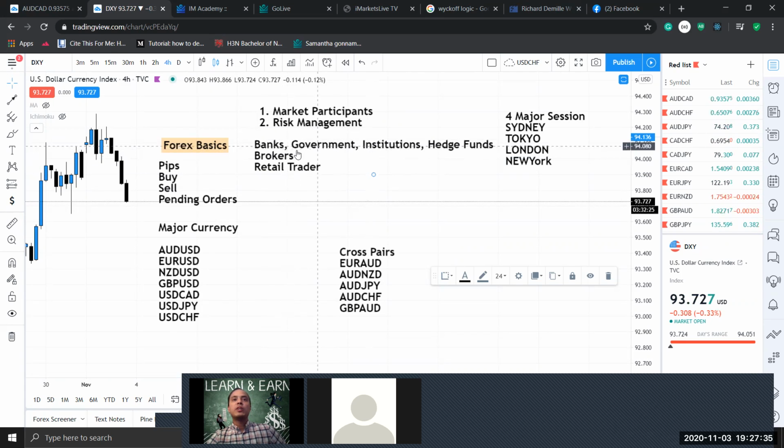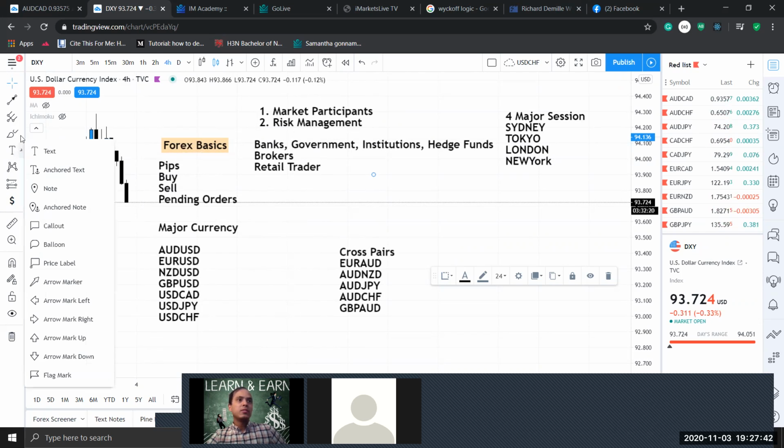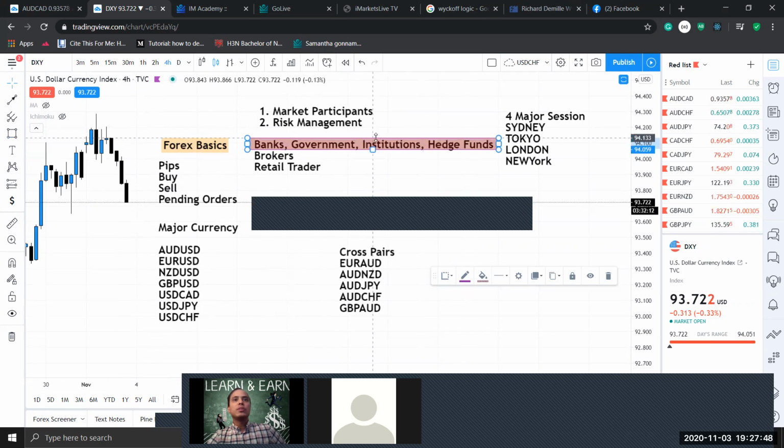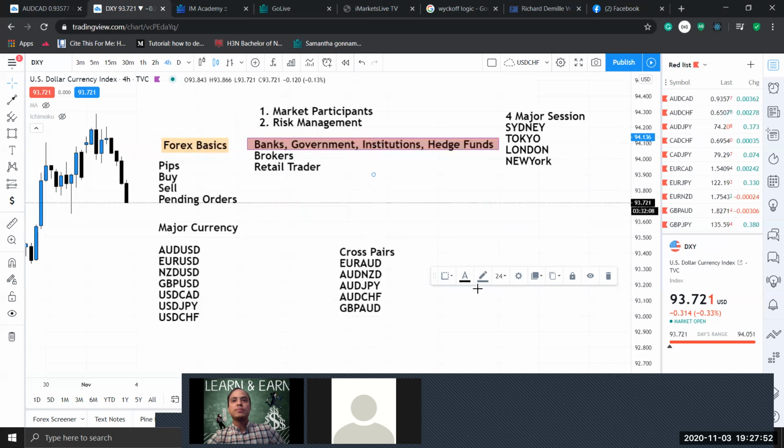So what does this basically mean? Let me highlight this for you. The important ones are the banks, hedge funds, and institutions. So these are the important players. They are also called market makers.